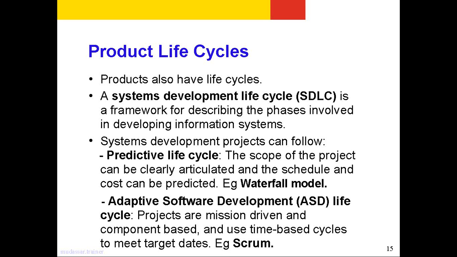The other kind is the adaptive software development, the ASD life cycle. Projects are mission driven and component based. They use time based cycles to meet the target dates. Examples are Scrum or the agile methodology, which fall in this section, wherein there are iterations. In every iteration there are certain objectives to fulfill, and on the basis of that they move ahead. So this is a rough bifurcation of your product life cycle.